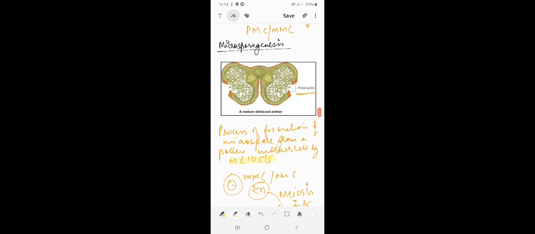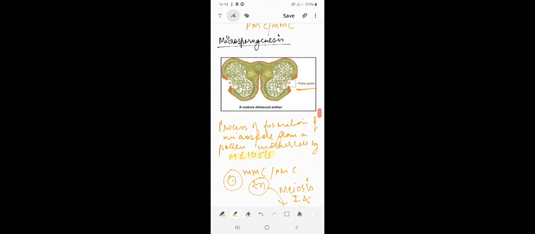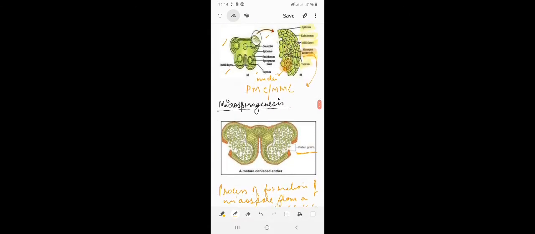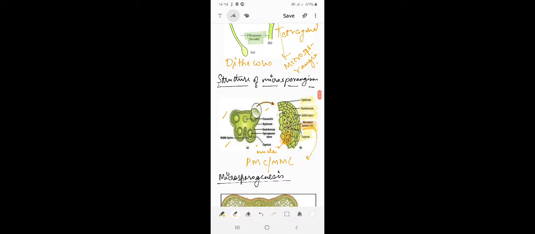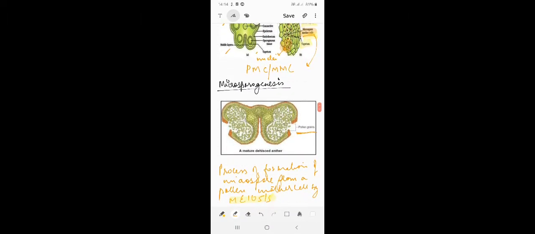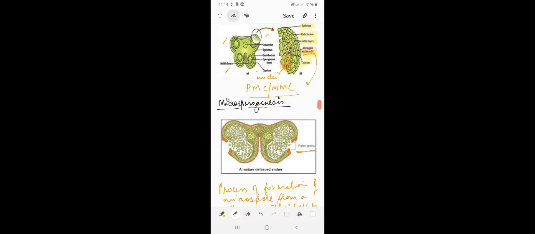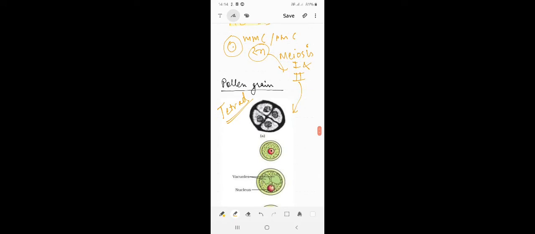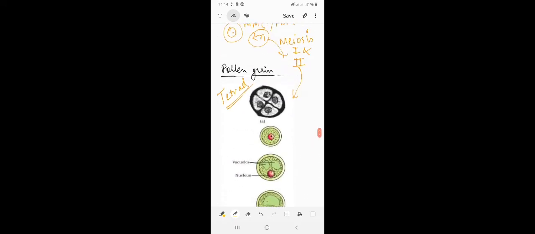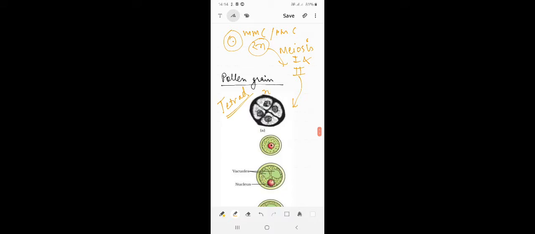सबसे पहले क्या है, एंथर. एंथर के सेक्शन में जब हम देखते हैं तो you will find 4 parts, that is corners, that is called your microsporangia. Inside the microsporangia we have sporogenous cells. By the maturity they become microspore mother cells, which undergo meiosis to form the 4 haploid pollen grains. These 4 haploid pollen grains are called a tetrad, and then they are released from the anther when it gets dehydrated, when it gets matured.